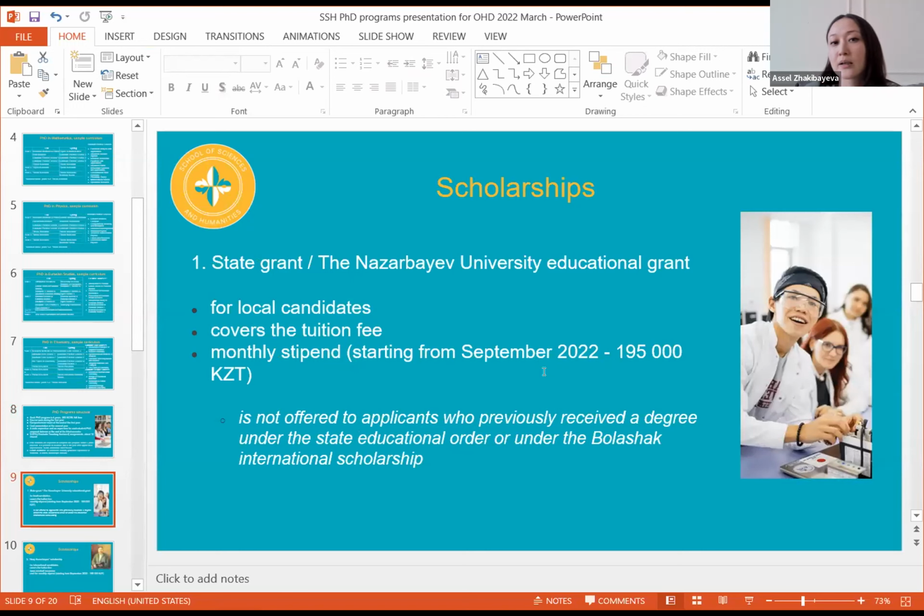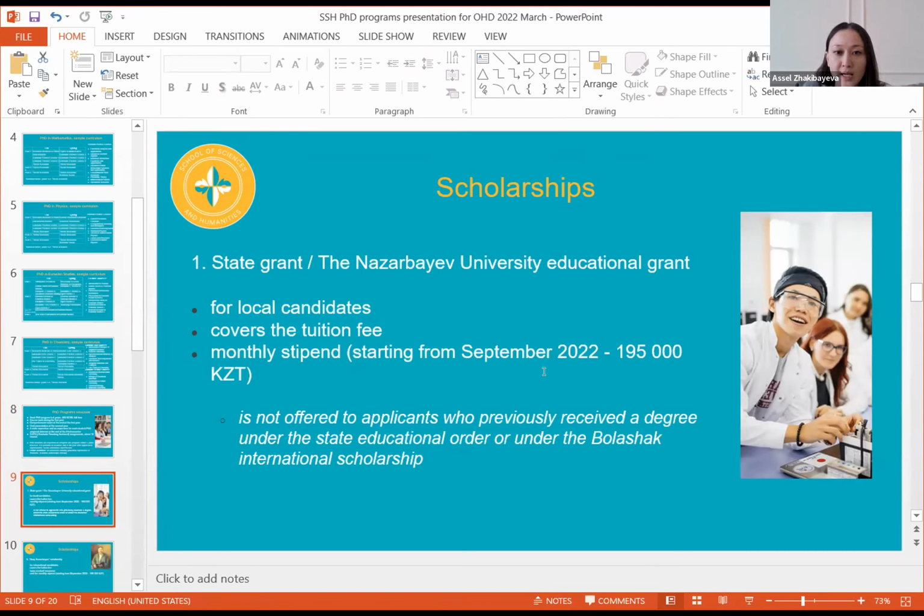The admission process is merit-based, and sometimes we lack state grants. The university can support our students, and we do so with our own finances. Our own grant is the Nazarbayev University grant. This grant is mainly aimed at local candidates and covers the tuition fee as well as a monthly stipend.